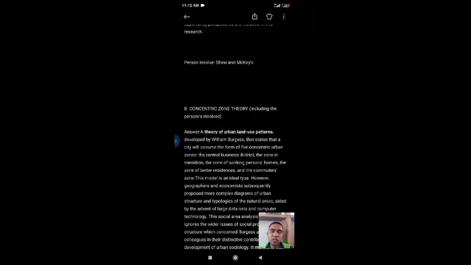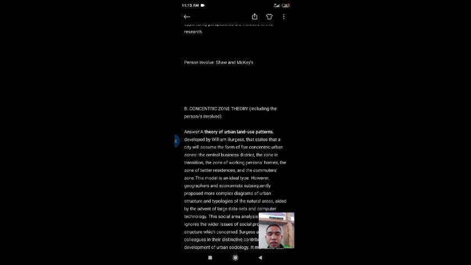B is concentric zone theory, a theory of urban land use patterns developed by Ernest Burgess. It states that a city will assume the form of five concentric urban zones: the central business district, the zone in transition, the zone of working people's homes, the zone of better residences, and the commuter zone. This model is an ideal type.